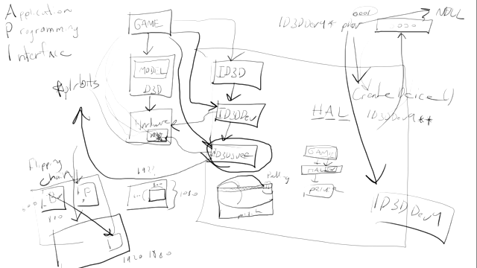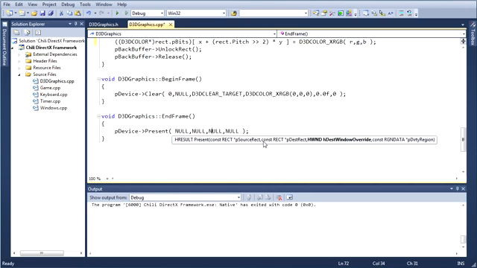So present takes a bunch of parameters. You can present only a portion of the buffer. You can copy only a portion by using source rect and destination rect. Instead of presenting the whole screen, you can present just a portion. You can override which window is the destination. So if you have multiple windows, you can choose a different window for the destination.